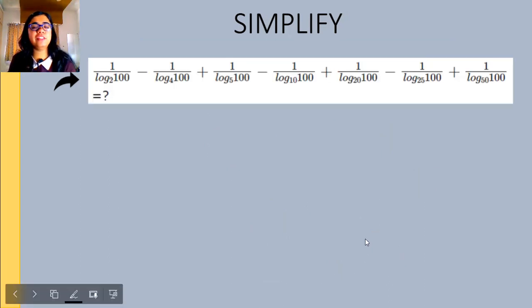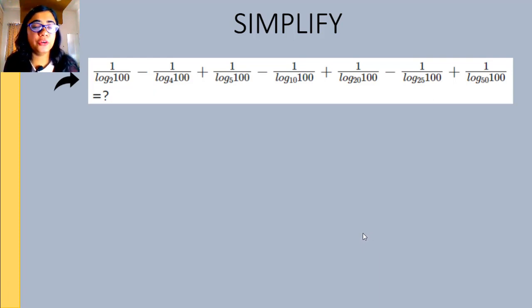Now look at this question. It seems to be pretty difficult. 1 upon log 100 to the base 2, 1 upon log 100 to the base 4 and so on. But believe me, it's a very easy question. The only problem is, the base of each is different. You have base 2, base 4, base 5, base 10 and so on. So your first task is to make sure that the base of all of them becomes the same.